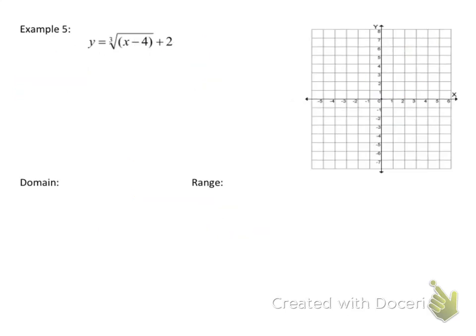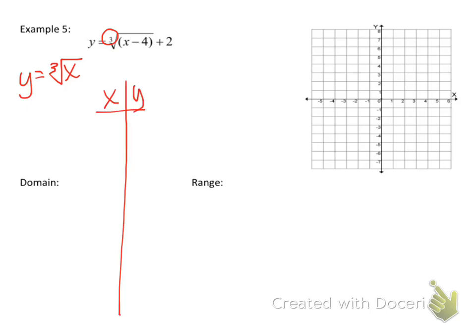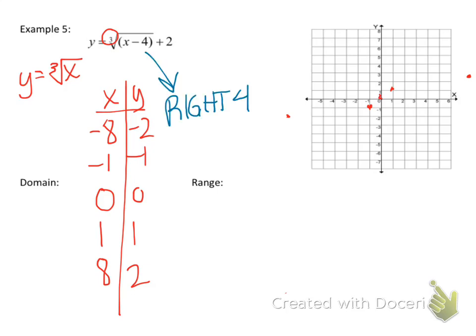Let's take a look at one more example. This is a cube root function. So again, my parent function is going to be y equals the cube root of x. My t-chart is going to include the perfect cubes, both positive and negative. And I'm going to plot those points but not connect the dots. Then I'm going to realize that I'm going to shift each of those points right 4 units and up 2 units. So when I do that for each of these points, I can connect those and have my cube root function.